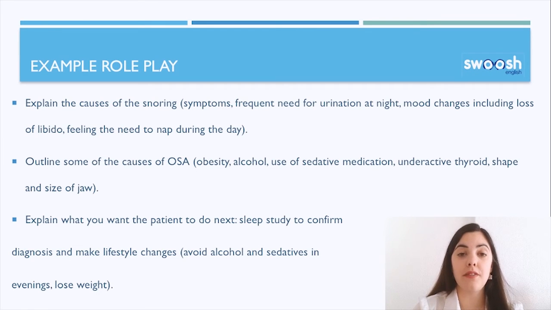So maybe a sleep study to confirm the diagnosis, and then talking about lifestyle changes to make, such as avoiding alcohol and sedatives in the evening, and losing weight. And do remember, in this role play, you'll be talking directly to the patient who is, as it states, uncomfortable. So you do need to be considerate. You do need to be quite polite and diplomatic when talking about maybe the obesity issue or the alcohol issue. And above all, you do need to make sure that the patient understands you. So by asking simple questions or discussing problems, and also not overusing medical jargon. Try and use layperson speech to simplify and explain the situation.